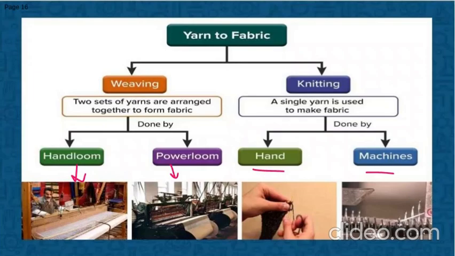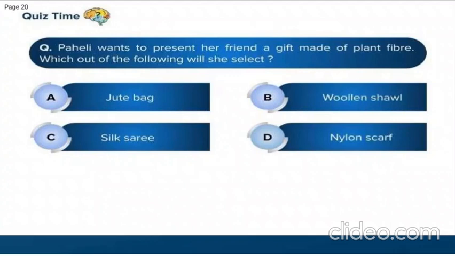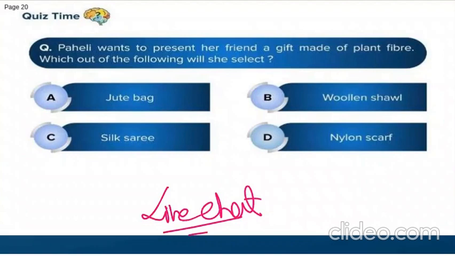Now let us understand more about them with the help of a few questions. Question number one: Paheli wants to present her gift made up of plant fiber. Which of the following will she select? I'll give you 10 seconds. Answer it in the live chat below. The chat is live, right? Make sure to type in that. First one, jute bag, woolen shawl, silk sari, or nylon scarf. So one, two, three, four, five, six, seven, 8, 9, 10.